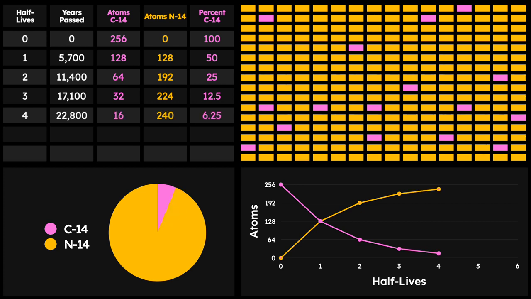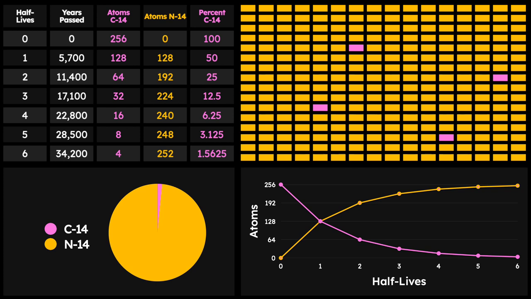Fast forward again, four half-lives, 22,800 years, and now we're getting down to very little carbon left and a lot of nitrogen. Again, five half-lives, six half-lives. At six half-lives, nearly 35,000 years have gone by, and we're down to just four atoms, or 1.5625% of the original carbon. And so you get the idea that over time, less and less of the parent, more and more of the daughter. But what do we actually do with this?